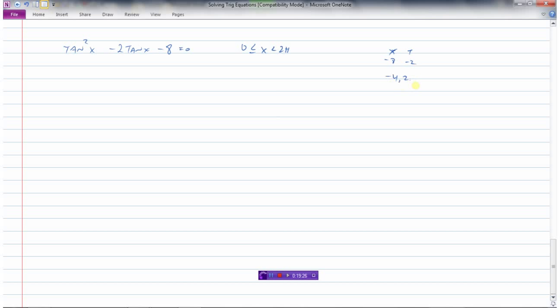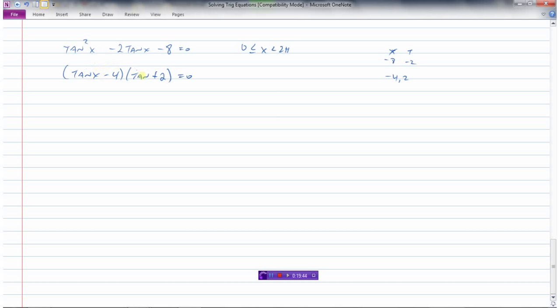So that should be negative 4 and 2. So negative 4 and 2. Again, every time you factor, always multiply it out and make sure you get this line above. So I'm going to do that.